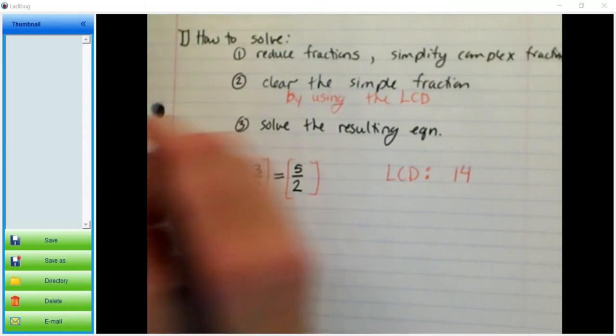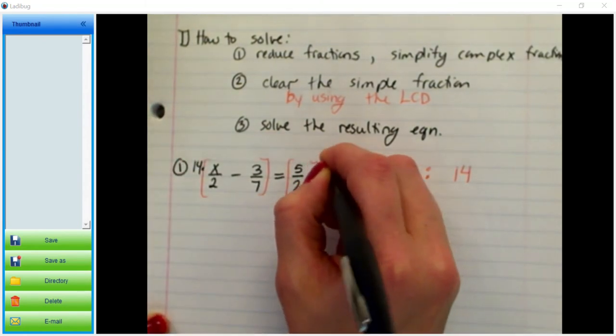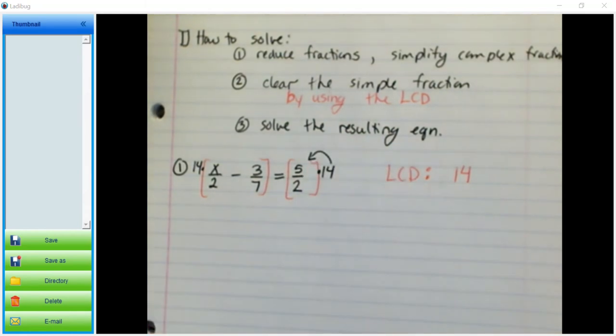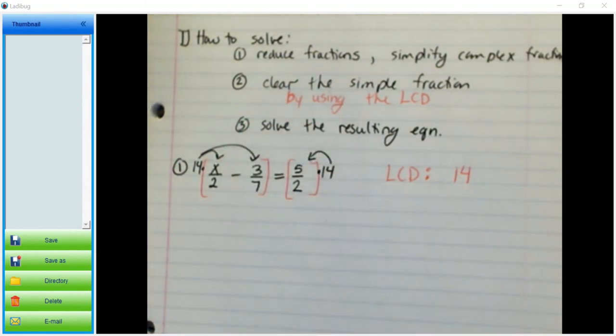I'm going to multiply 14 on both sides. Now, you see those grouping symbols? That means I'm going to have to distribute my 14 on the left side. That's what multiplying both sides of the equation by a number does. Notice my least common denominator, it's not 14 over 14 right now. I'm just doing the same thing to both sides.